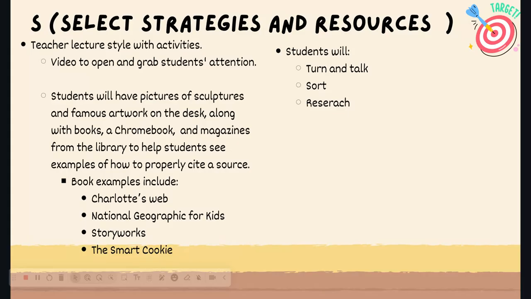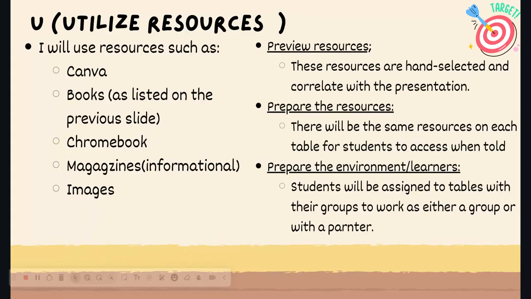All right, so some of the resources that we'll use are Canva, books, a Chromebook, magazines, informational magazines, and images. I'll hand select these because they do correlate with the presentation. There will be the same sources on each table. Everybody should have access to the exact same ones. Students will be assigned to tables with their groups to work with, either as a group or a partner. This will be determined as the librarian and teacher have collaborated. So we'll already know if we're doing high-low, medium-high, whichever one we decide will benefit the students.